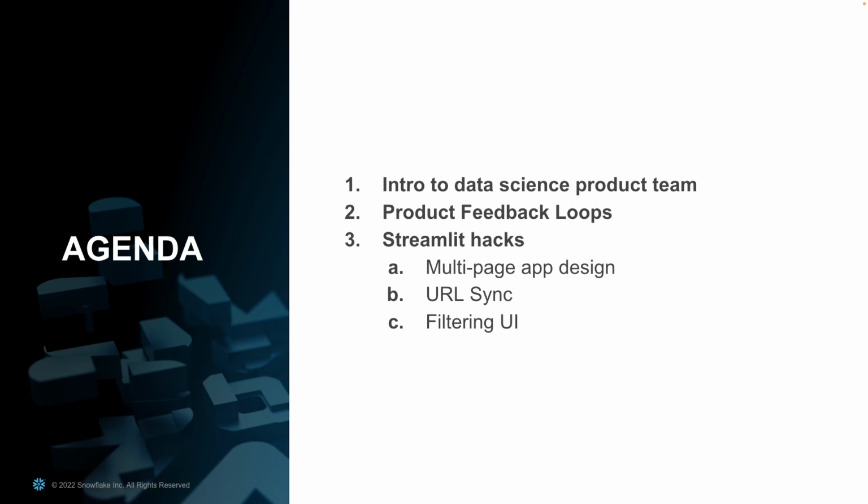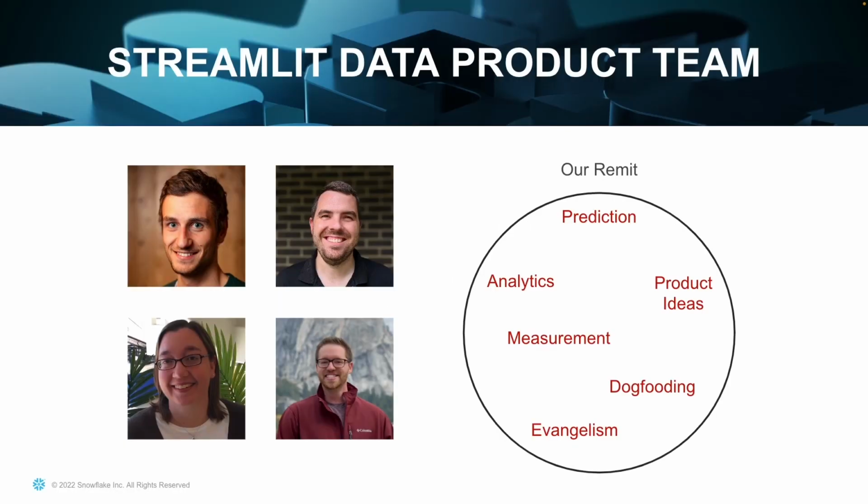One is the new multi-page app design. The second is URL syncing. And the third is this filtering UI that we built. There's really two reasons that we're going to talk about these Streamlit hacks. One is to really stretch the bounds of what you all think is possible within Streamlit. And the second is to help you all understand how we use dogfooding practically so you might be able to take it back to your own teams. So with that all being said, let's go ahead and get started.